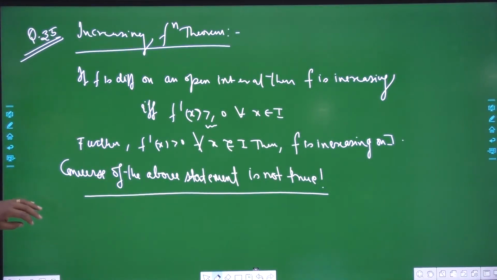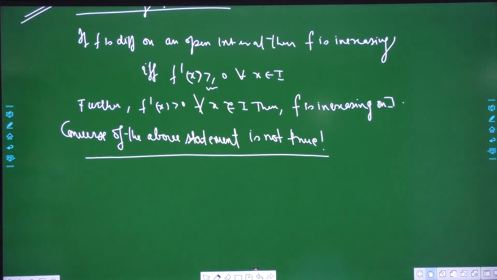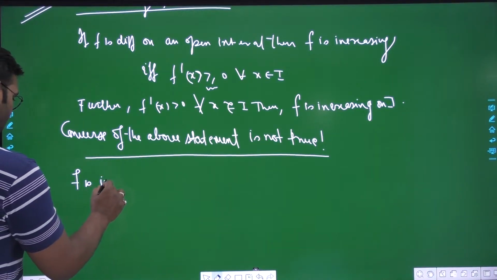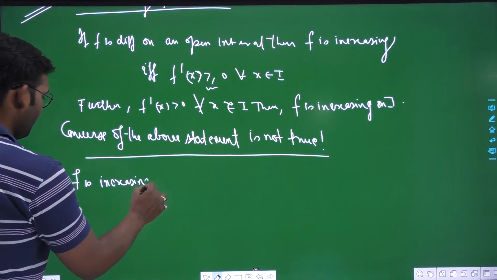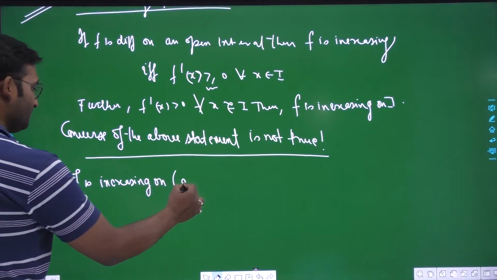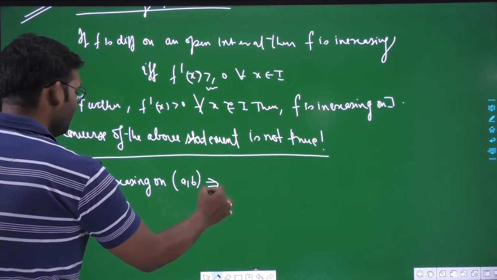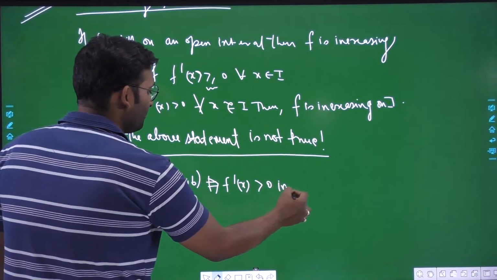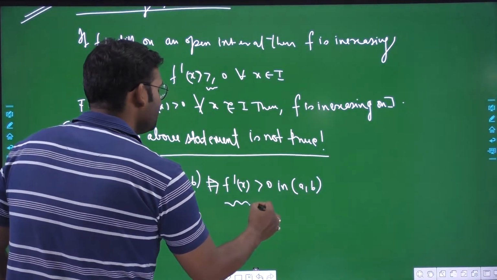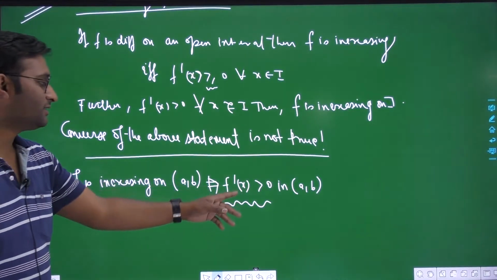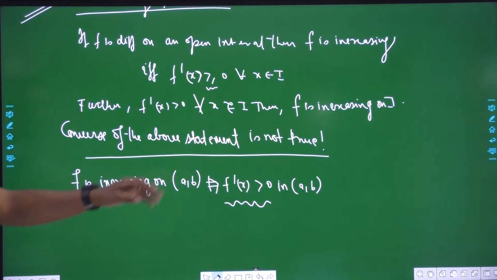see, that is, if f is increasing on I, on your given interval, say a comma b, it does not necessarily imply that your f dash x will be greater than 0 in a comma b. Why? It might be possible that it may be 0 at some points. So if f is increasing on a comma b, it does not necessarily imply that f dash x will be greater than 0 in a comma b.